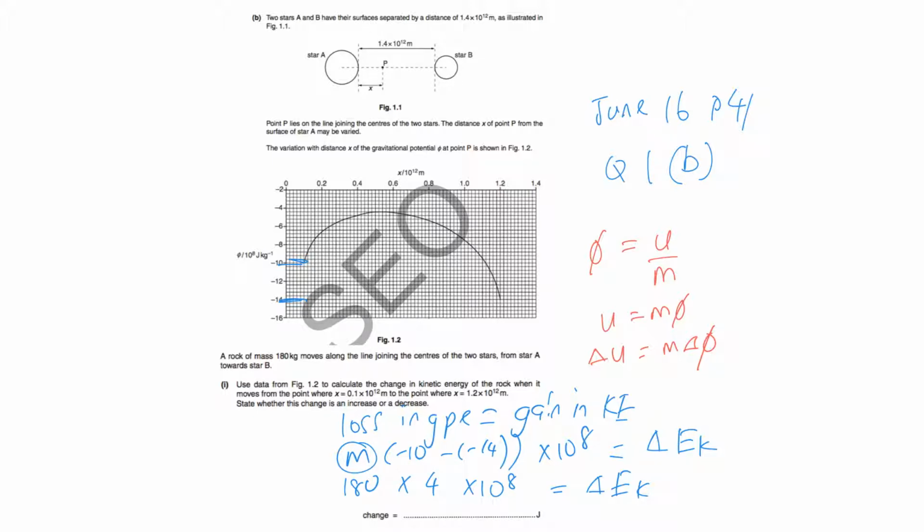And if you calculate, you will get 7.2 times 10 to the power 10 joules. Now, is it an increase or a decrease? State whether this change is an increase or a decrease. Since your GPE is decreasing, your KE is an increase. All right, so that's your answer.